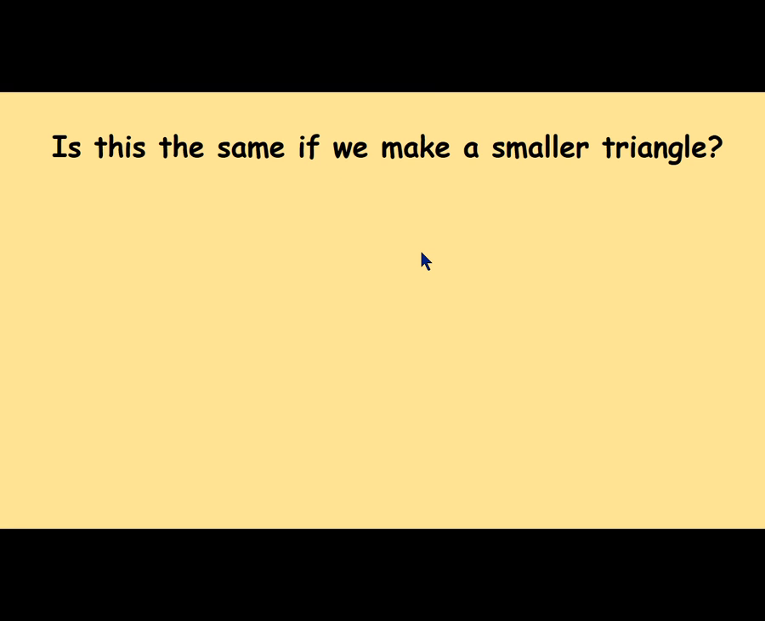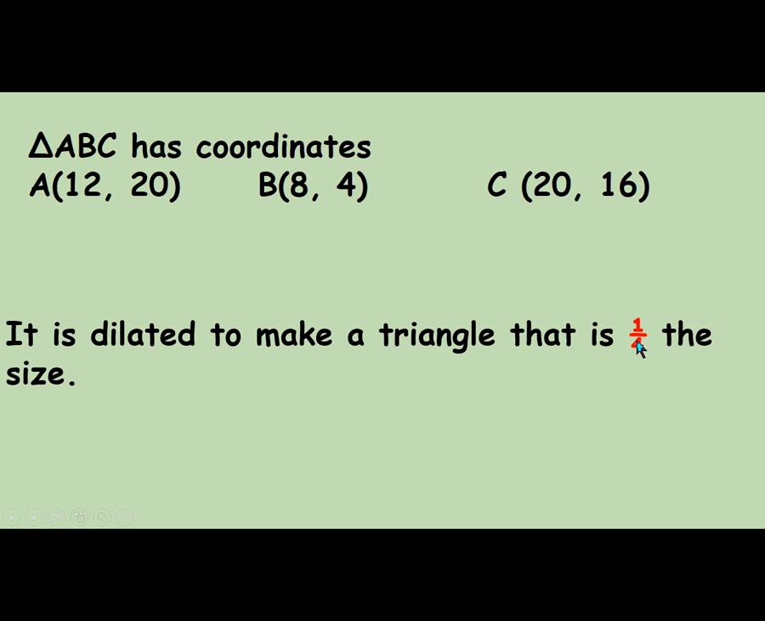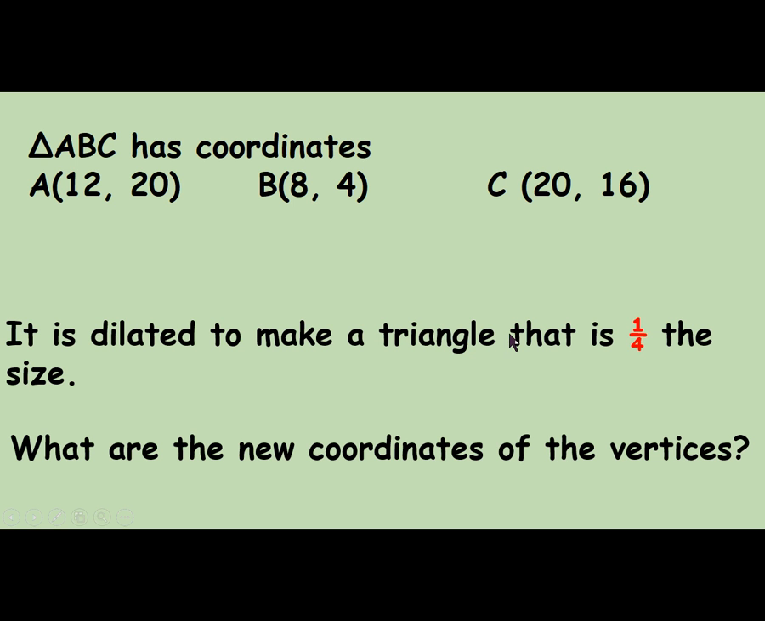Now we said dilations are when you make an object larger or smaller. What if we make the triangle smaller? What if we take a triangle and make a smaller version of it? All the same rules still apply. Let's take a look at a simple problem. Like the first one, if triangle ABC has these coordinates, A at 12, 20, B at 8, 4, and C at 20, 16, what if we wanted to make a triangle that is 1/4 the size? What would the new coordinates be?